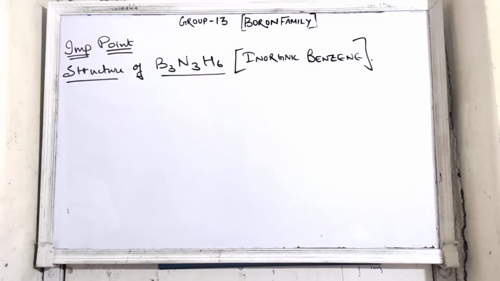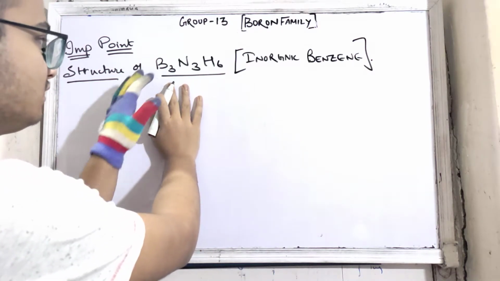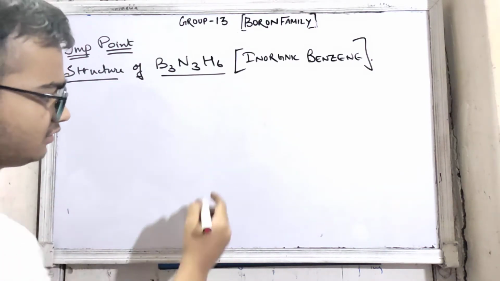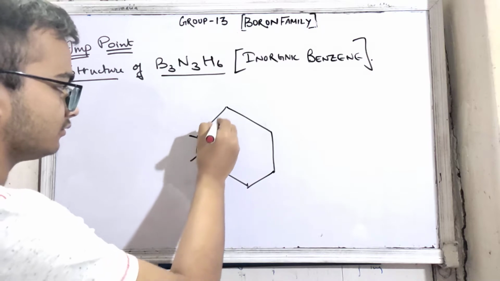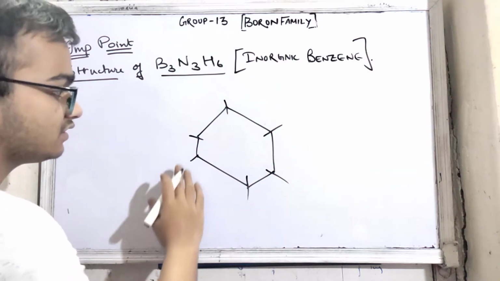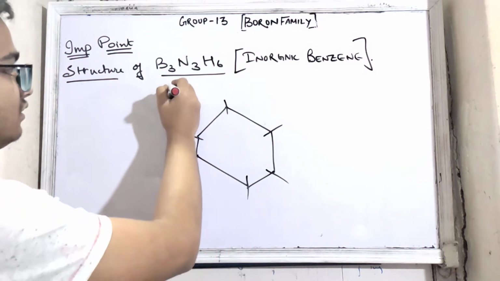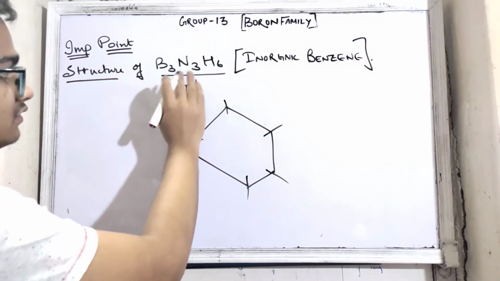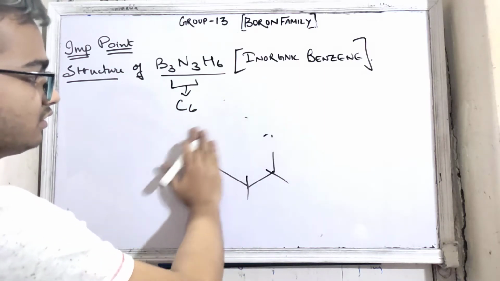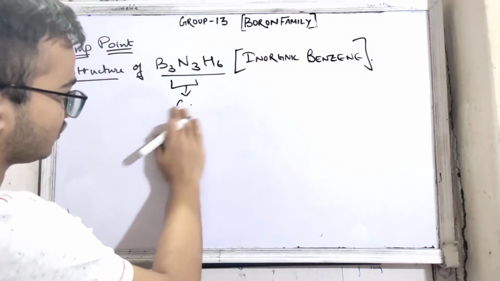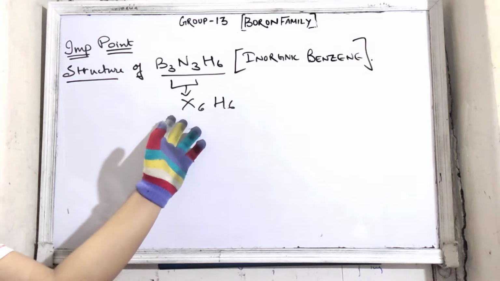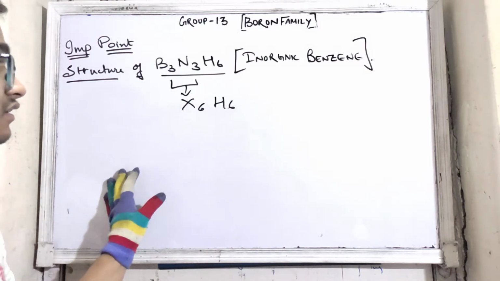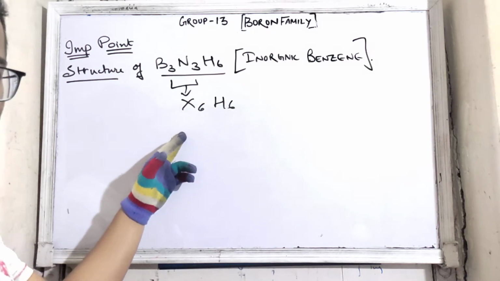So for drawing this, let us take this entire unit together. What we did in organic chemistry, if you remember the structure of benzene, it was something like this. This is the carbon. Now in case of inorganic benzene, we will take this entire thing as B3N3H6, H6. Can you recall the C6H6 formula with this, right?